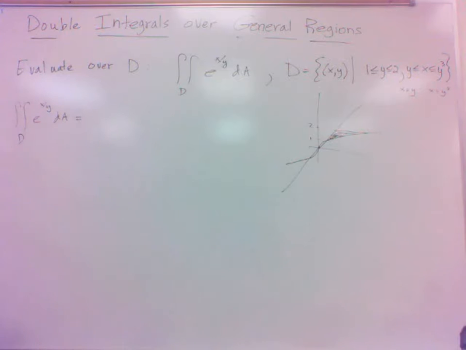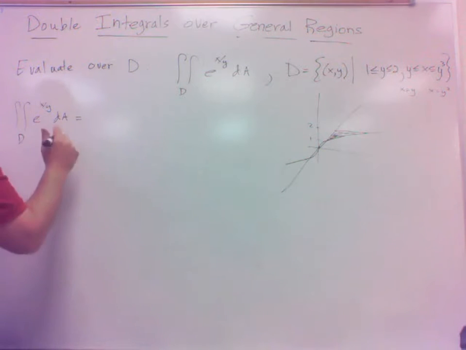Actually, I don't think we could either. That's e to the y to the negative 1, and so we couldn't do substitution there, because you'd need a y to the negative 2 somewhere. But anyway, we don't have to.